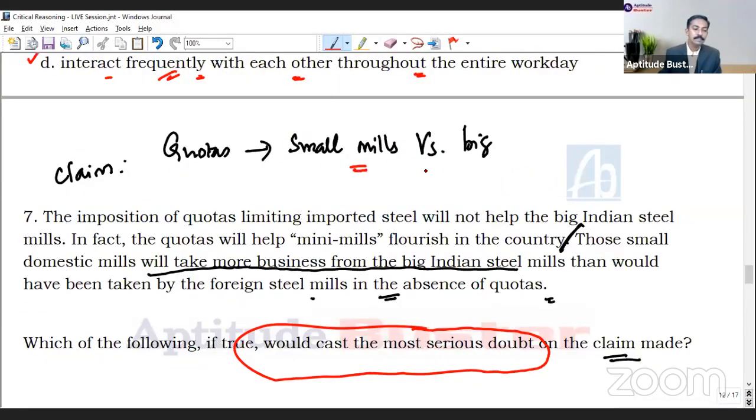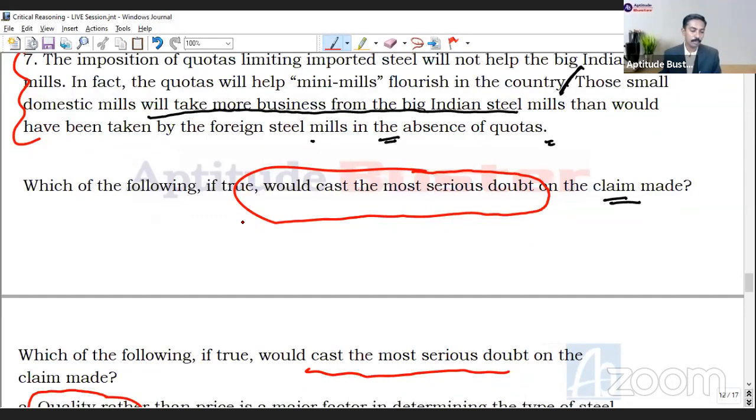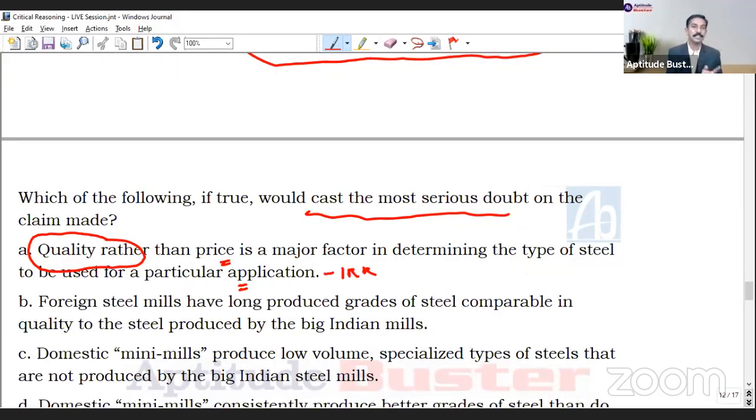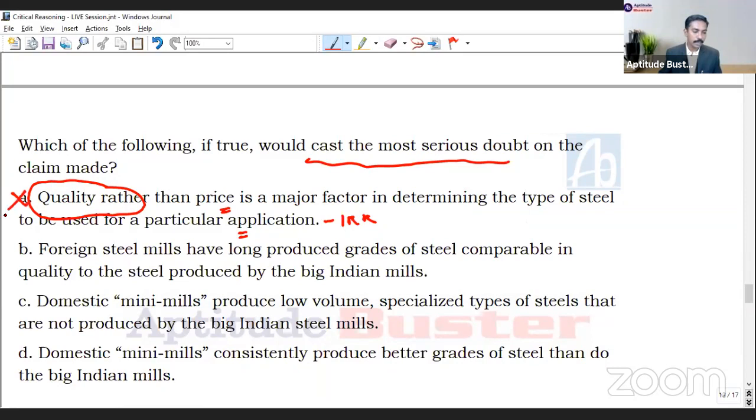Go back to the claim. The claim says small mills will compete with the big mills. Nowhere has the quality of its products been talked about. So if there isn't any discussion on the quality of products, then certainly option A is an irrelevant choice. A gets eliminated. Option B: Foreign steel mills have long produced grades of steel comparable in quality. Look here, guys, option B also talks about quality of steel, and by now we would have eliminated it. Cool, B gets eliminated.